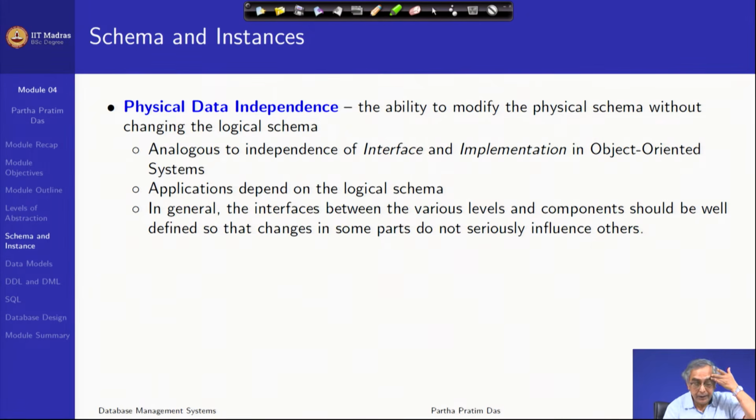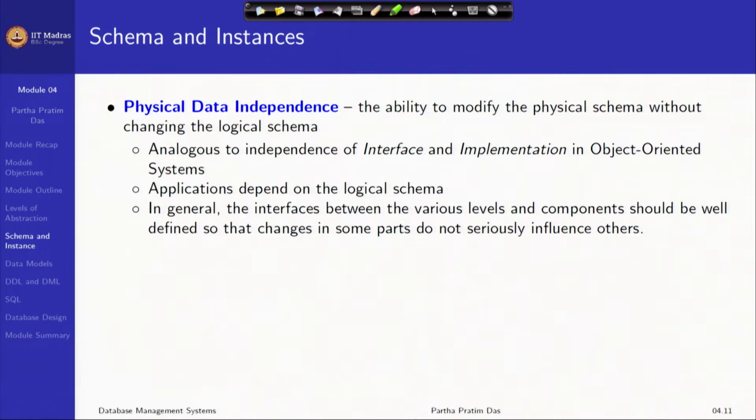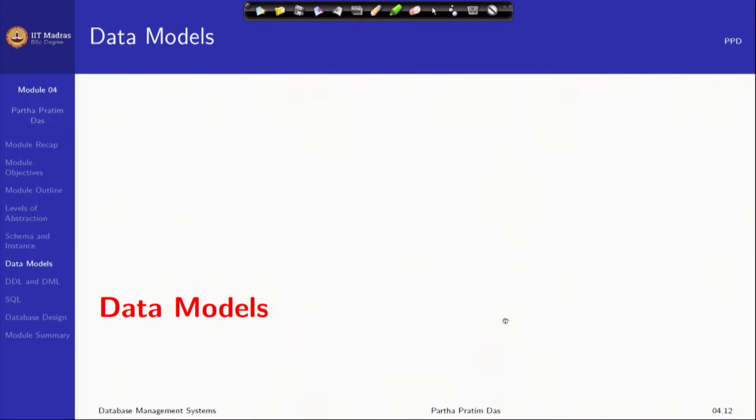So, it is like the object oriented concept of interface and implementation. We say that the interface should be invariant, because that is what the rest of the world gets to see. Implementation might change, but if that change needs the interface to be affected, then you have a problem, then you cannot work easily. So, your physical schema might change, you might migrate from one storage system to another, but your logical schema should not get affected by that significantly. So, that is known as physical data independence.